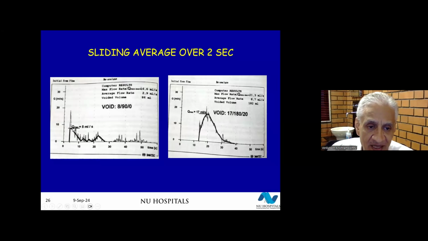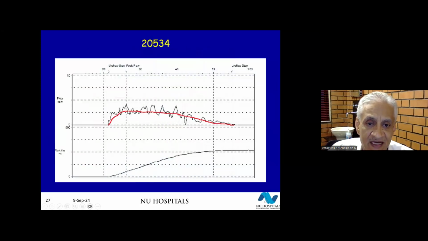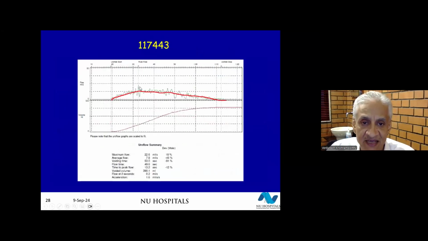So here, the Qmax is actually 8, and it is not the 16.6 that has been reported. Similarly here, it is 17 and it is not the 21.3. So you cannot release a report like this. It's the same here. When you draw a line, you find that it is much less, and these are not the peaks that you take as the peak flow. It's the same here. The peak flow has been reported as 22.6 here or 23, but the actual flow is somewhere around 12.5. Have I made this clear? Yes, sir.